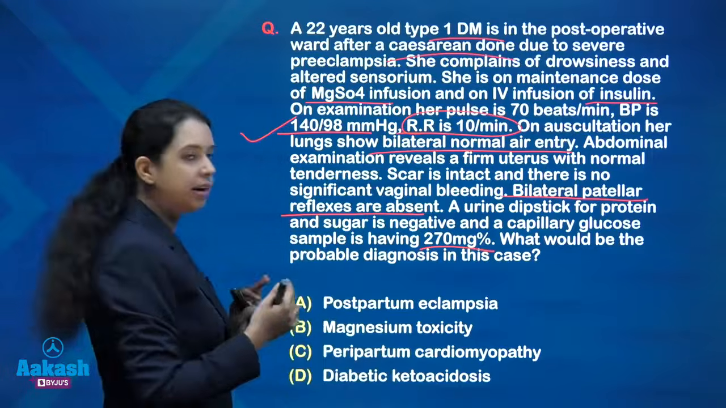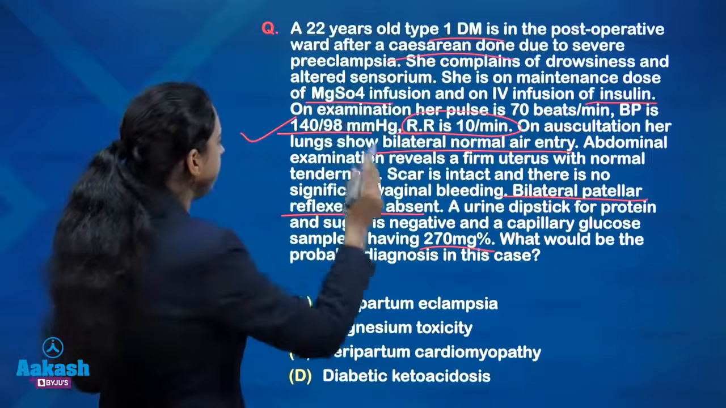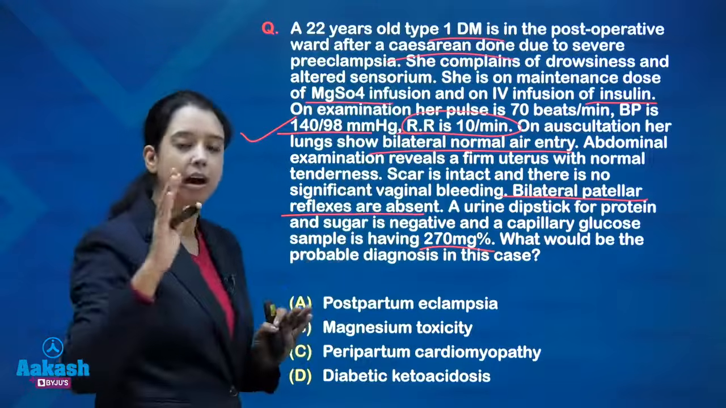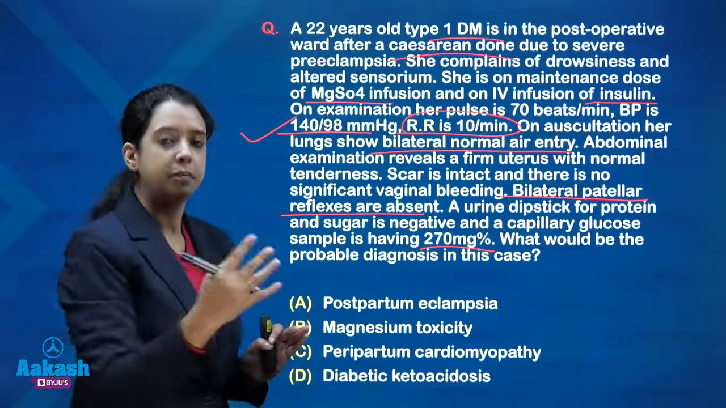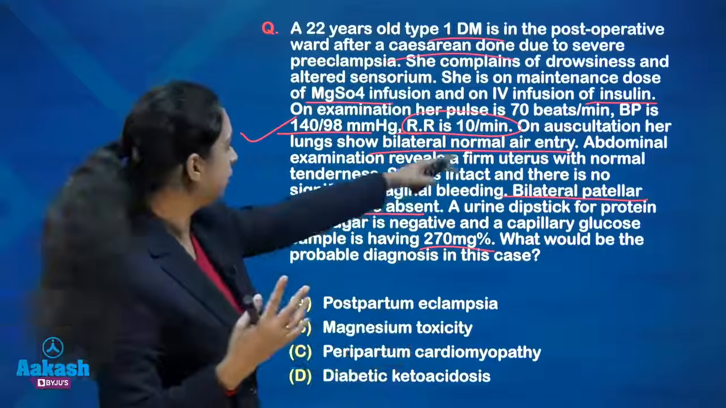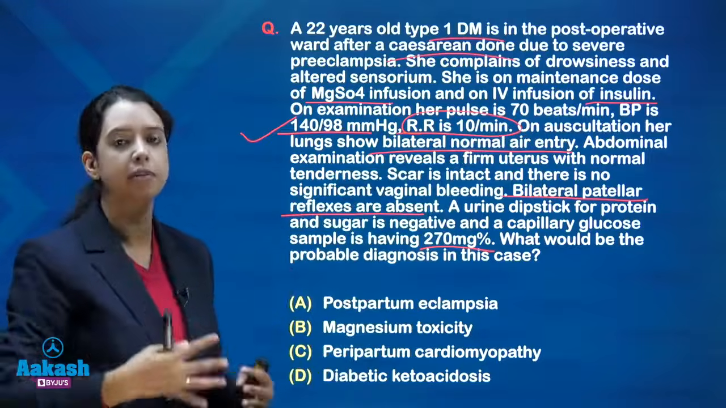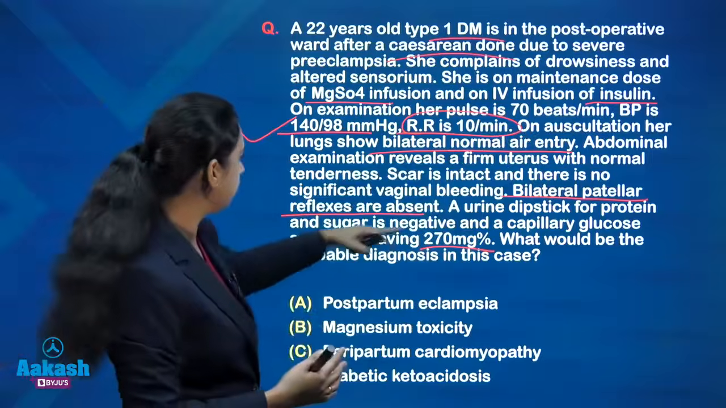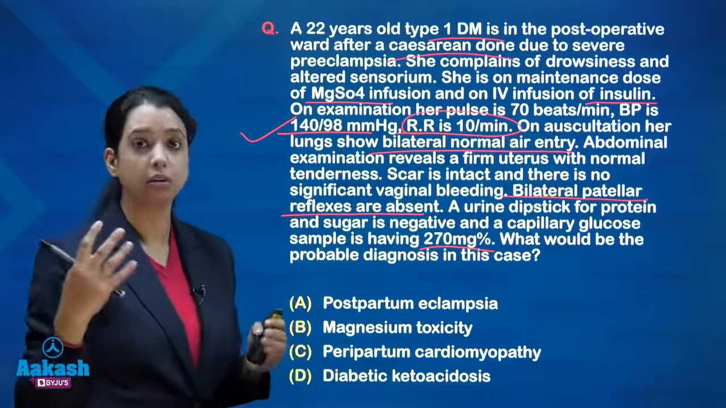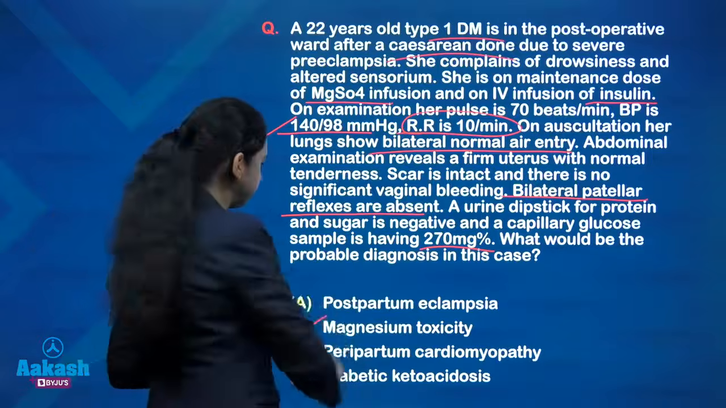Is it DKA, diabetic ketoacidosis? It can be because she was on insulin, she is type 1 diabetes, sugar is high. But how does a DKA patient present? Presents as polyuria, polydipsia, right? Patient will have tachycardia. She will not have 70 beats per minute. She will be hypotensive. Okay, that is how she will present. She will have ketones, high glucose in her urine sugar, right? She will not present like this. So, it is magnesium toxicity.